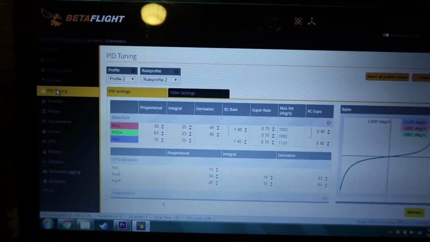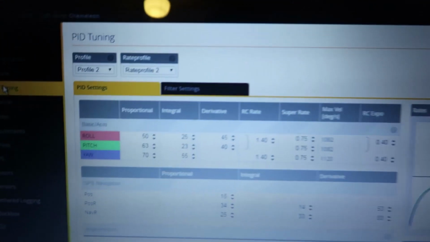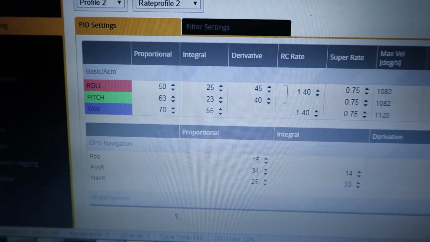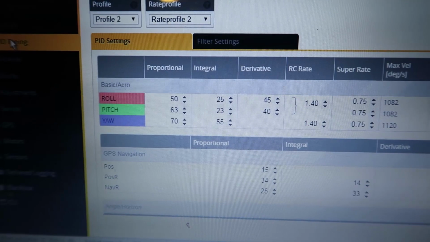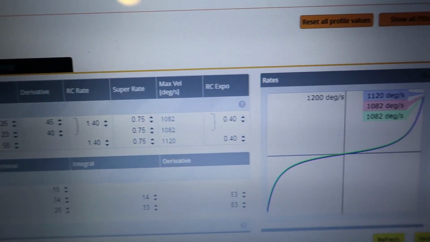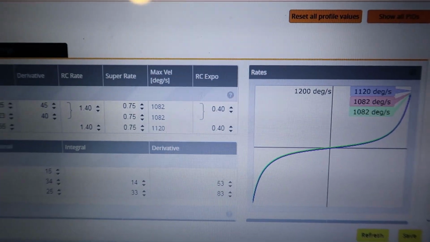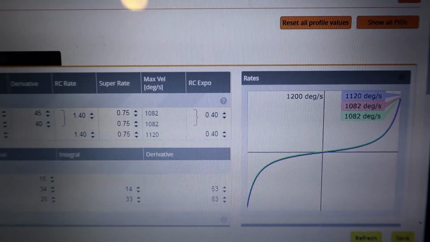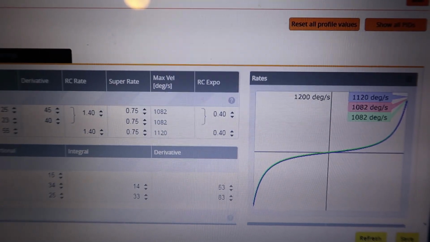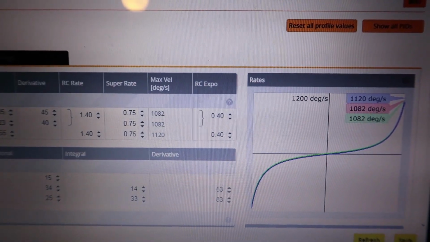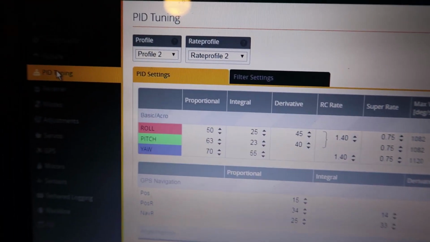Alright, so here's the moment you've all been waiting for. Right there are my PIDs on the Chameleon. But more importantly, these are my rates. This is what I use to flip and flip-de-doo and schwipple-dibble the quadcopter. These are the parts that are transferable.